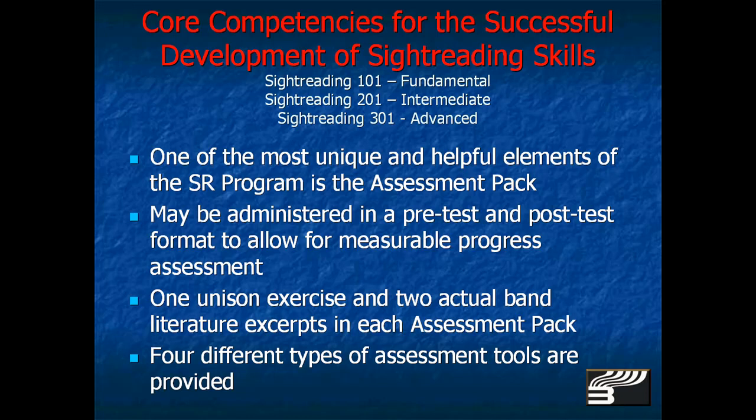Each assessment pack is correlated with the difficulty level of each series book, and includes 1 unison exercise and 2 actual band literature excerpts which allow for assessment of balance, blend, and other more qualitative musical elements. Each assessment pack includes several copies of 4 different types of assessment tools which can be used to measure student performance progress and content knowledge.